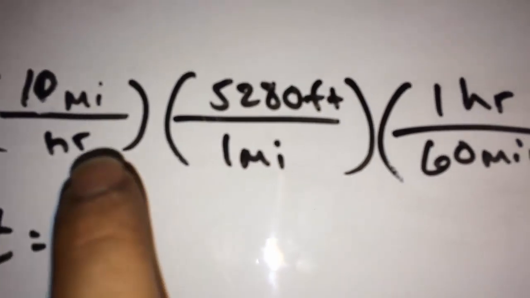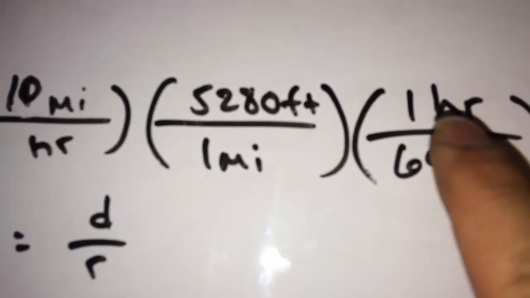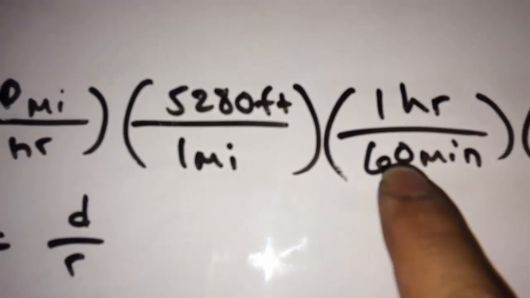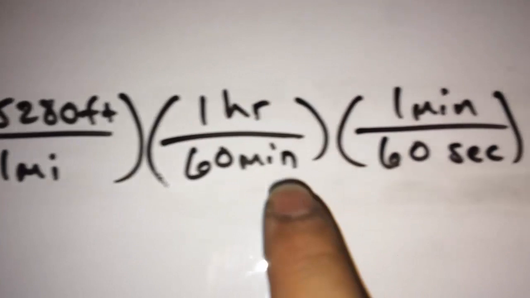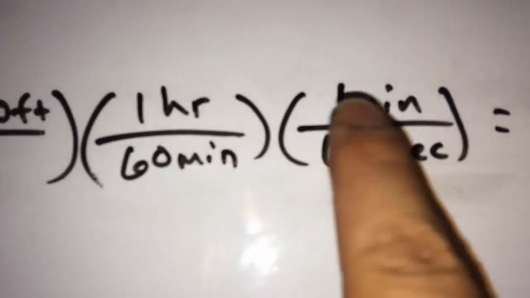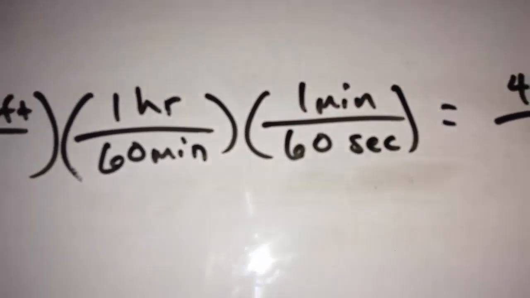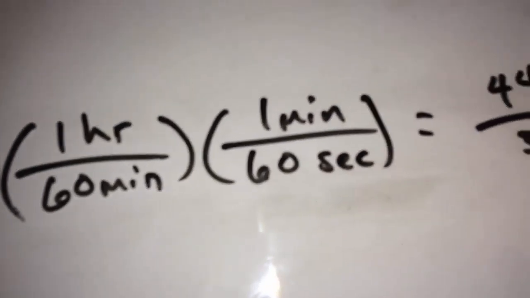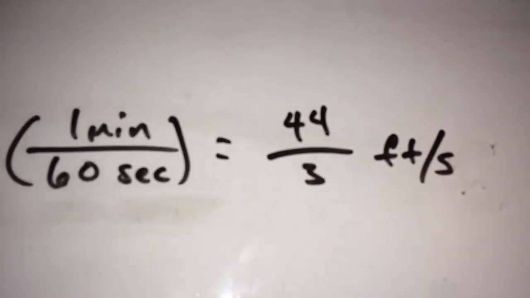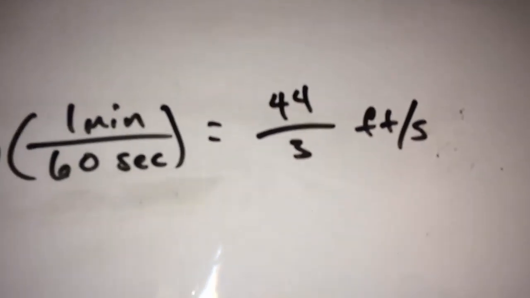So we have hours in the denominator, so we have 1 hour in the numerator. 1 hour is equal to 60 minutes. Now we've gotten rid of hour, we have minutes. 1 minute is equal to 60 seconds. Minute cancels, we are left with seconds in the denominator. Using a calculator to multiply that out, we end up with 44/3 feet per second.